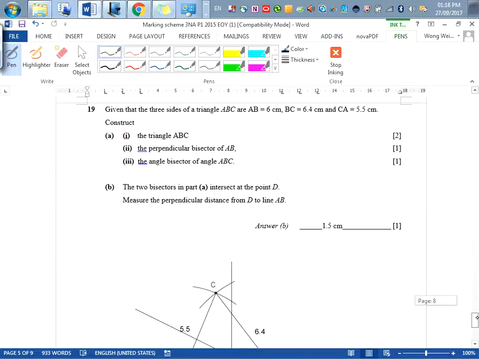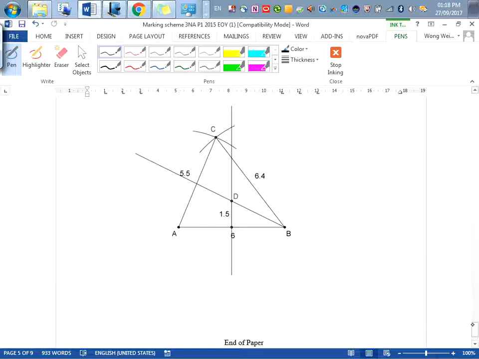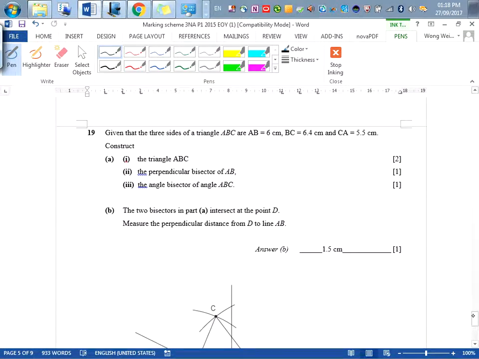Okay, construction. This is what it looks like. Do a sketch first. What did they say? It is a triangle, right?